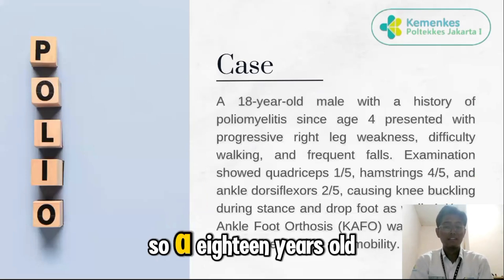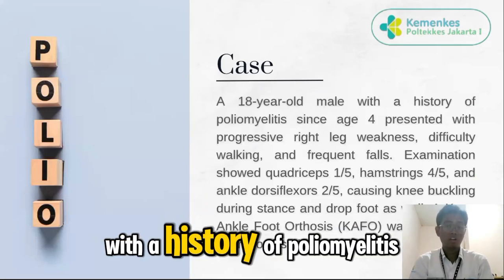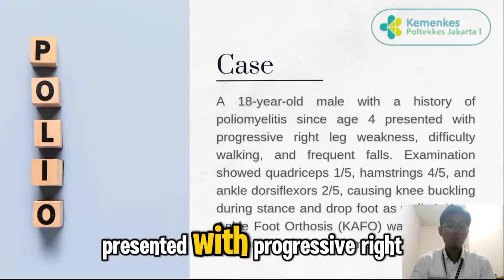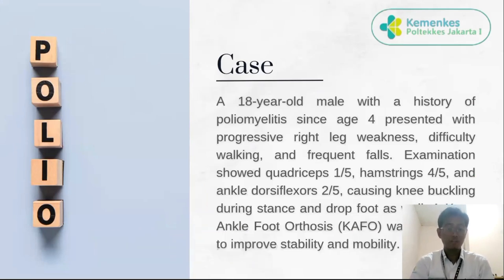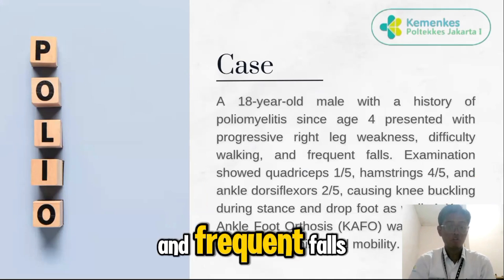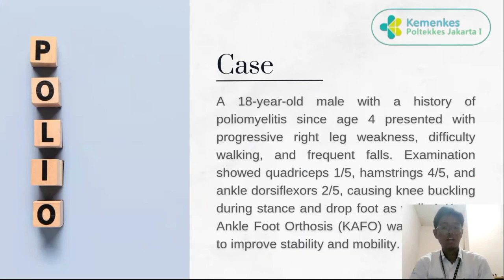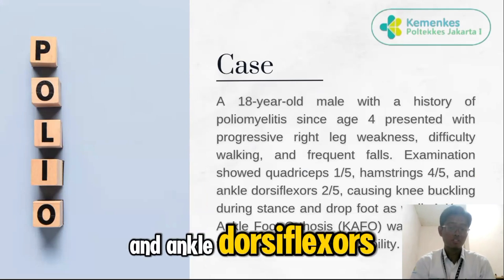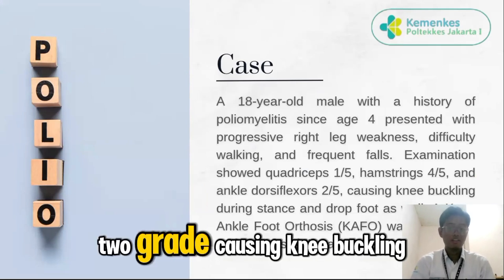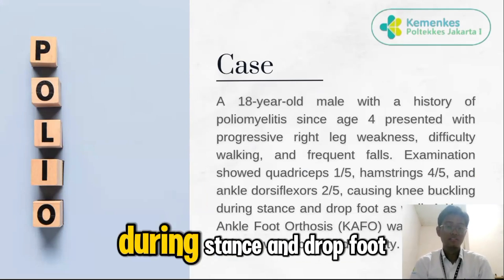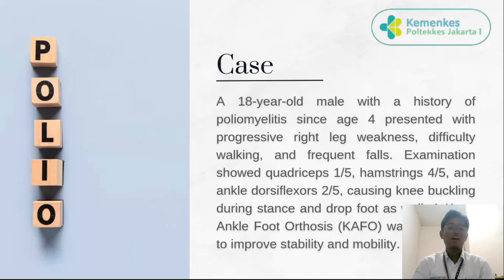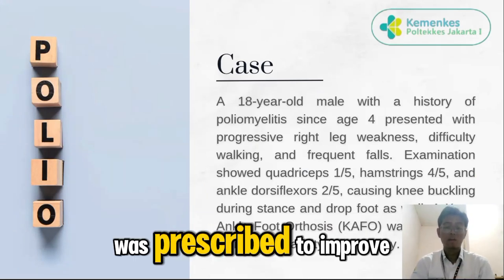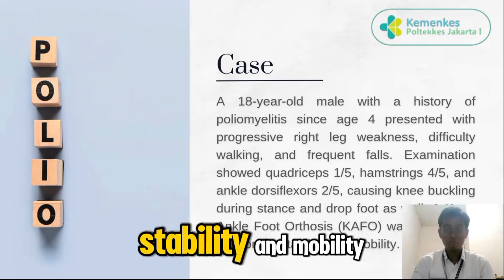An 18-year-old male with a history of poliomyelitis since age 4 presented with progressive right leg weakness, difficulty walking, and frequent falls. Examination showed quadriceps grade 1, hamstring grade 4, and ankle dorsiflexors grade 2, causing knee buckling during stance and drop foot as well. A knee ankle foot orthosis, or KAFO, was prescribed to improve stability and mobility.